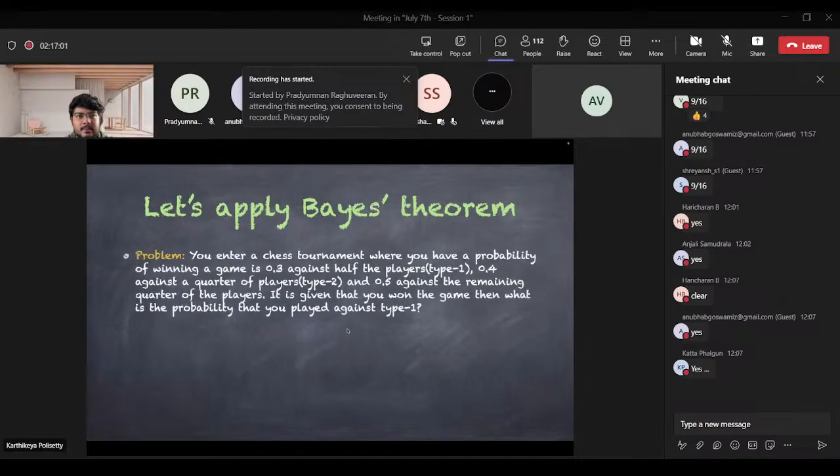So let's apply Bayes theorem. We'll take the same previous problem, but in a different version. You enter a chess tournament where you have a probability of winning a game 0.3 against half of the players of type 1, 0.4 against a quarter of players of type 2, and 0.5 against the remaining quarter of players. Previously we calculated the probability that you win. Now they are saying that you already won. What is the probability that you played against players of type 1? You can try it for 2 minutes. Is the question clear?